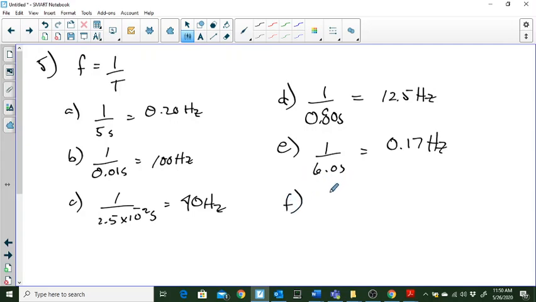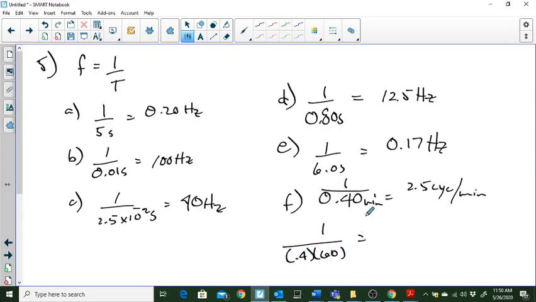And finally F, 1 over 0.40 minutes. And so that gets us a value of 2.5 cycles per minute. But that's not hertz, so we can go 1 over 0.4 times 60, and when we do that, we get 4.2 times 10 to the negative 2 hertz. And that's how the answer is keyed.